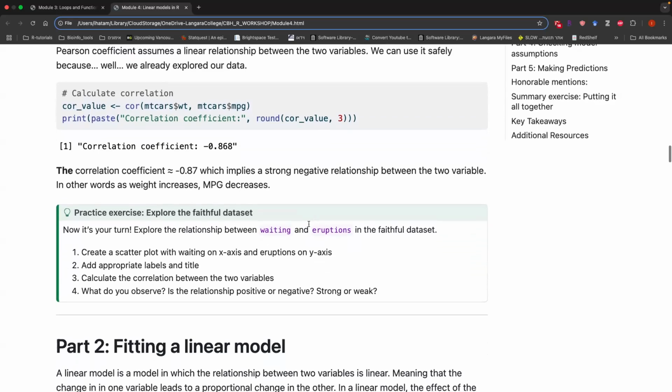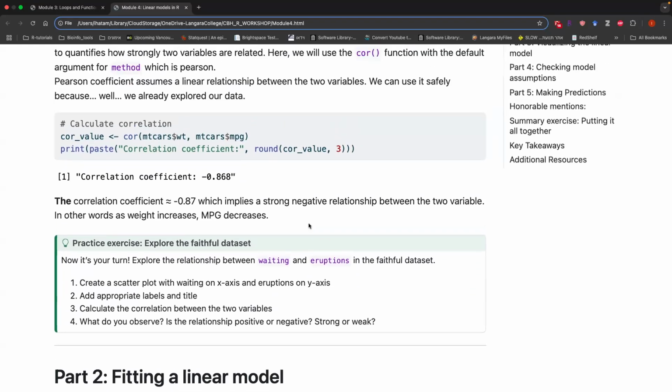And once you got it, what I want you to do is then do the same thing, create a scatter plot. Don't really care about labels and titles, so don't worry about that. I mean, you can always modify mine, it's fine. And we want to calculate the correlation between those two. And what do you observe? Is there a correlation between the two?